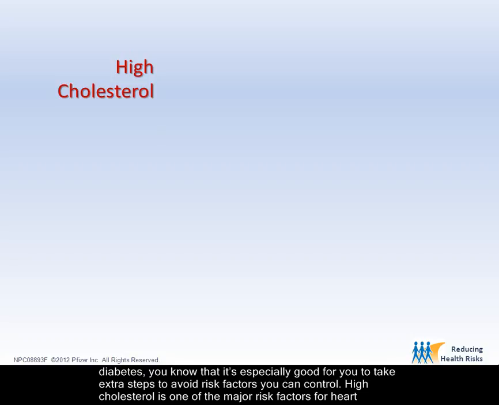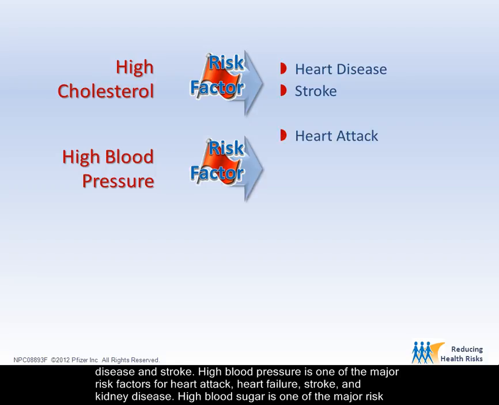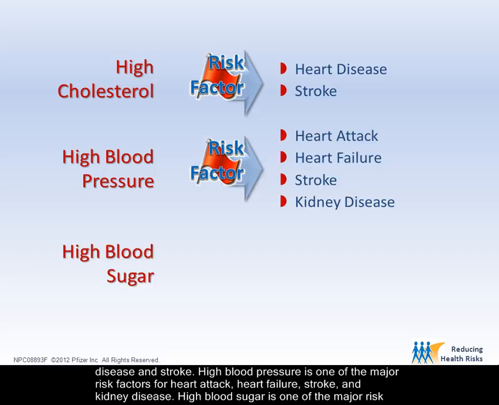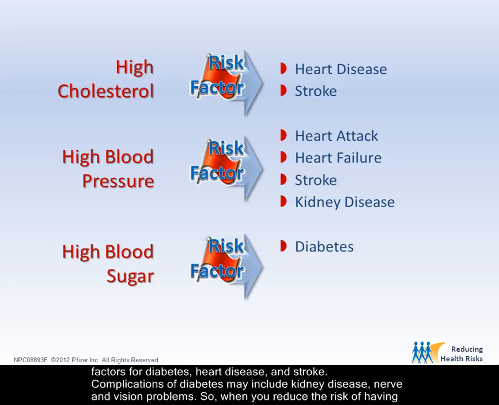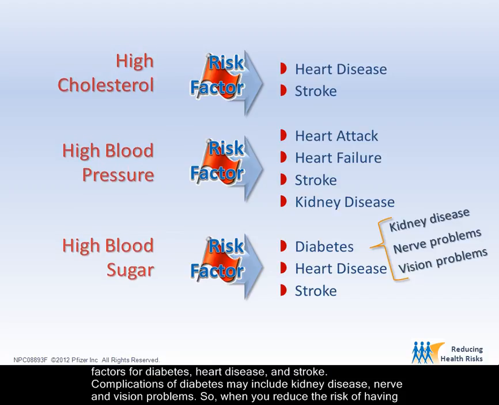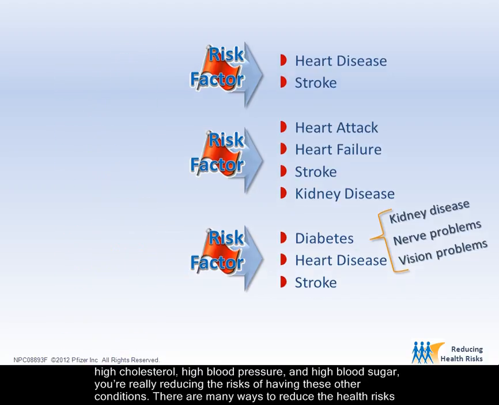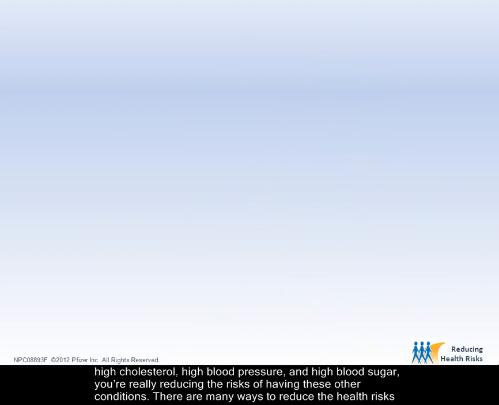High cholesterol is one of the major risk factors for heart disease and stroke. High blood pressure is one of the major risk factors for heart attack, heart failure, stroke, and kidney disease. High blood sugar is one of the major risk factors for diabetes, heart disease, and stroke. Complications of diabetes may include kidney disease, nerve, and vision problems. So, when you reduce the risk of having high cholesterol, high blood pressure, and high blood sugar, you're really reducing the risks of having these other conditions.